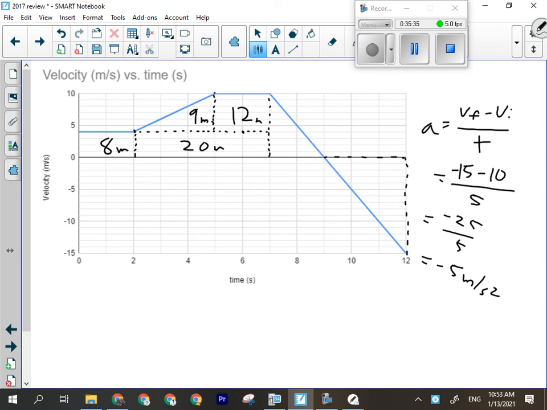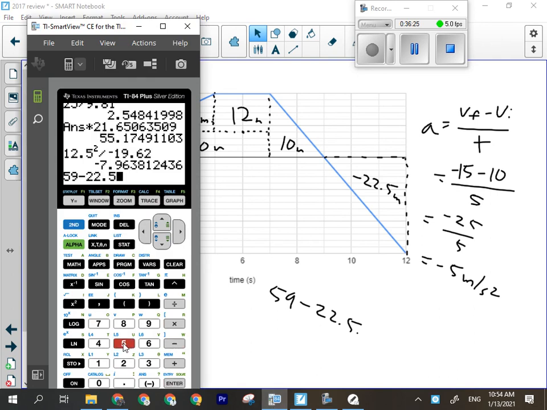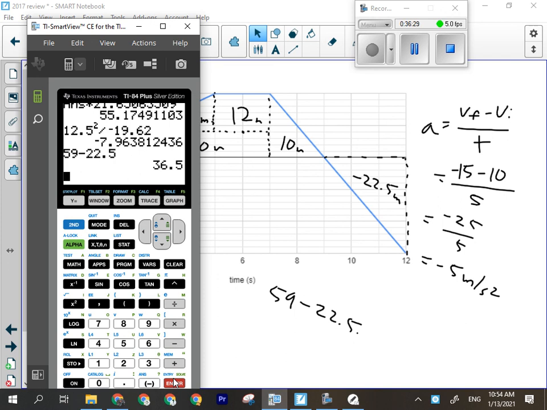This triangle has a height of 10 and a base of 2, so that's 20 over 2 is 10 meters. And then I've got this triangle here that goes from 9 to 12 seconds, so a base of 3 and a height of negative 15, so that's negative 45 over 2, negative 22.5 meters. Everybody all right with that? Obviously I would want to see the work, don't do it in your head on the final exam. Now that I've got all of those, I simply have to add them up. So we got 20, 40, 49, 59, minus 22.5. So we're looking at what, 36.5? Something like that.